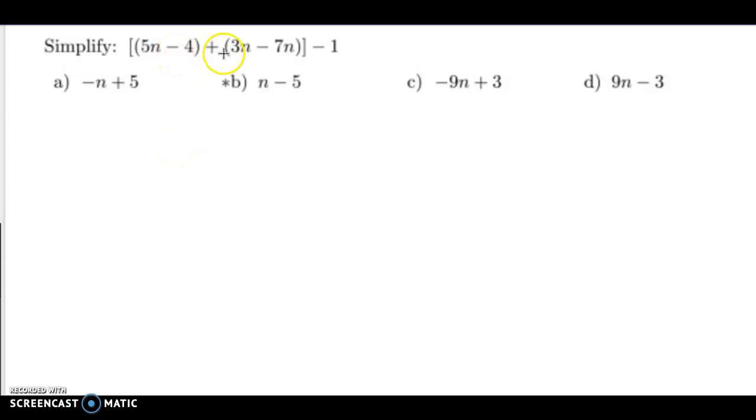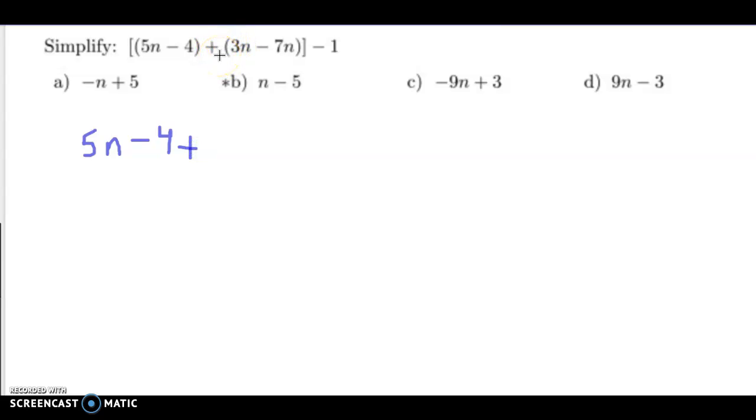Well, first of all, I have to look inside these brackets to see if there's anything that I can do to get rid of these parentheses. Well, guess what? There's nothing in front of the parentheses to distribute, so all I have to do is bring them down. So I'm going to go ahead and write 5n minus 4 plus, and there's nothing here to distribute, it's just a positive 1.